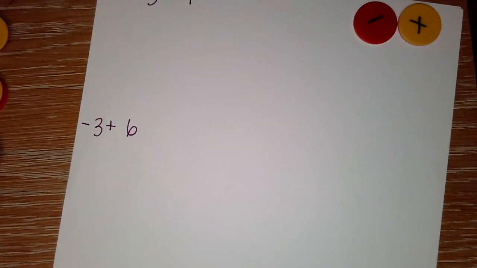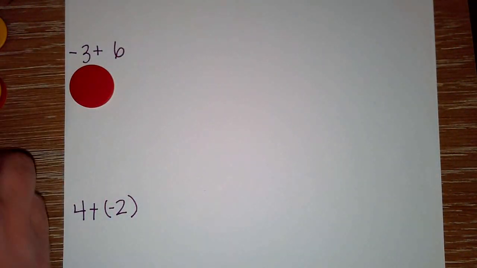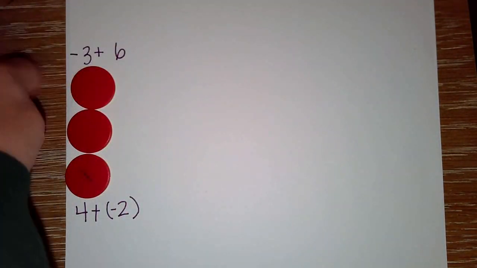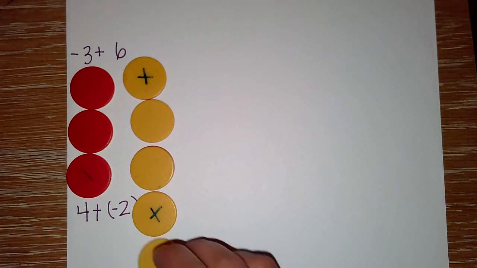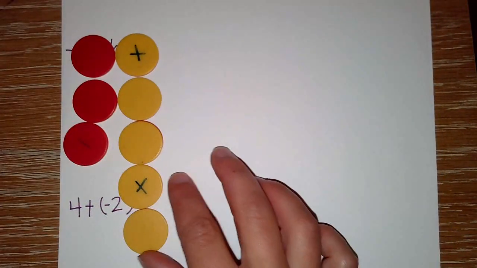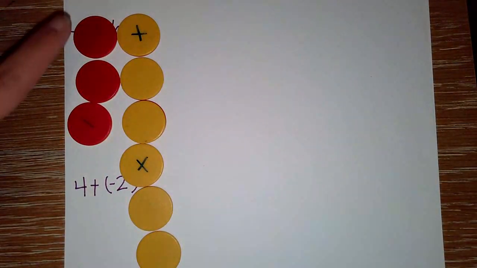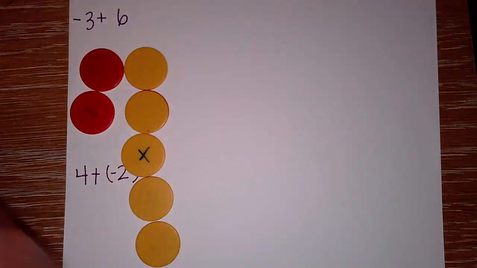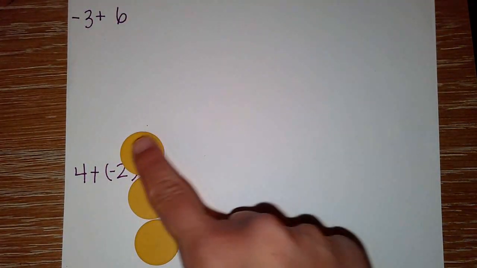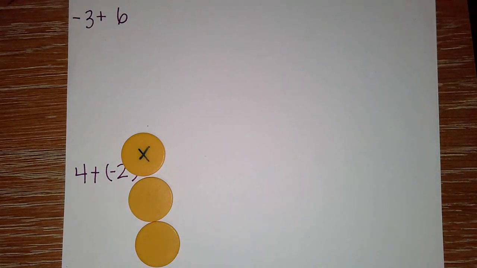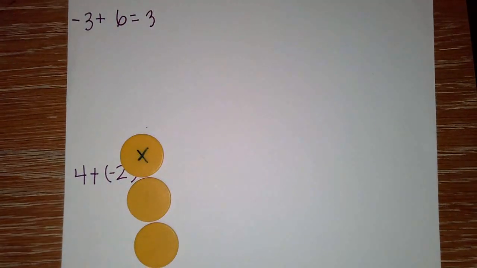Let's try another one here. We've got negative 3 plus positive 6. So again, I need to take out those 3 negatives. And then my 6 is positive, and I need 6 of them. Again, lining them up for myself. Now, just like before, 1 positive and 1 negative cancel each other out. Therefore, I am left with just 1, 2, 3, all positives. Because I'm left with 3 yellows, my answer is positive 3.